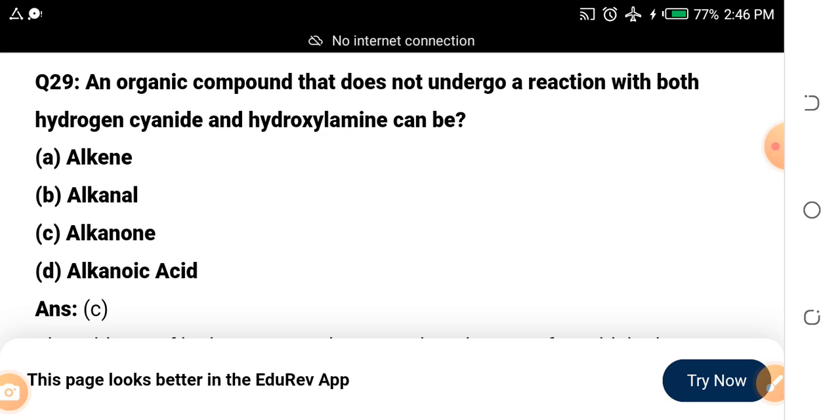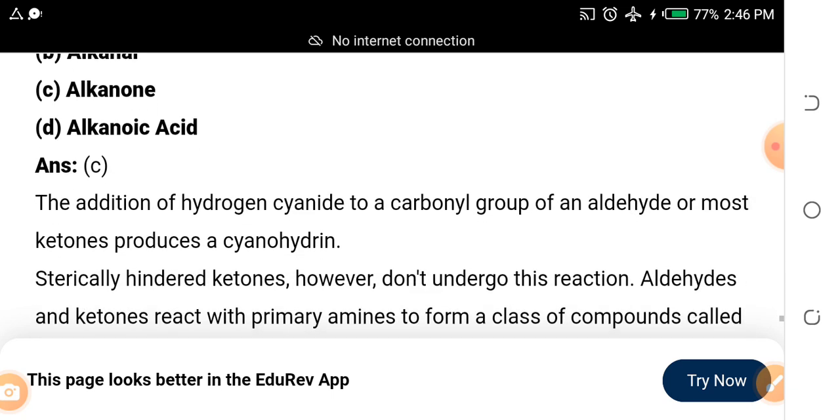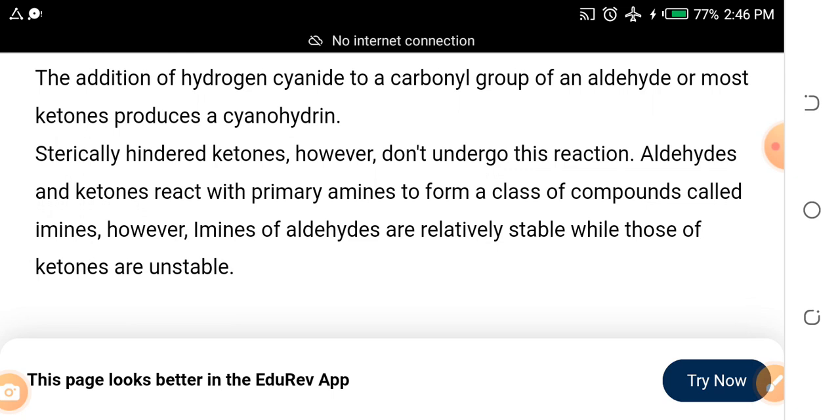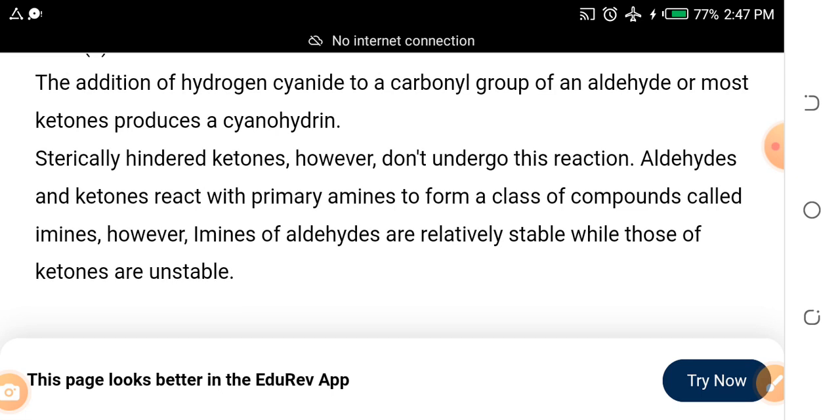An organic compound that does not undergo a reaction with both hydrogen cyanide and hydroxylamine can be dashed. A. Alkyne. B. Alkanal. C. Alkanone. D. Alkanoic acid. Of course, you already know it's C, alkanone. The addition of hydrogen cyanide to the carbonyl group of an aldehyde or most ketones produces a cyanohydrin. When you read up your materials, you should be able to learn more about this. Sterically hindered ketones, however, don't undergo this reaction. Aldehydes and ketones react with primary amines to form a class of compounds called imines. However, imines of aldehydes are relatively stable, while those of ketones are unstable. Okay?